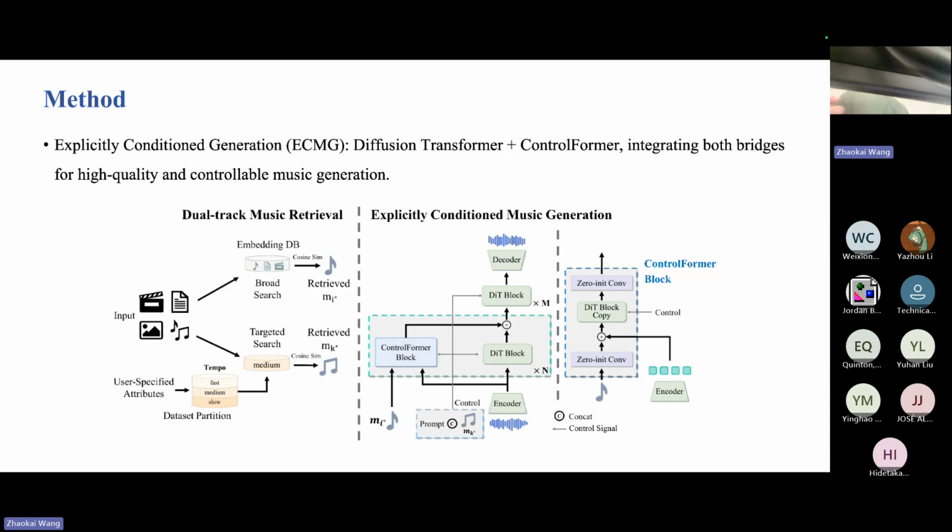ECMG is the explicitly conditioned music generation. It's based on a diffusion transformer. In this case, it's Stable Audio Open, but we add this ControlFormer block. This ControlFormer block takes the retrieved music as input, and we integrate this music, and also the text prompts, into this module to create high quality and controllable music.